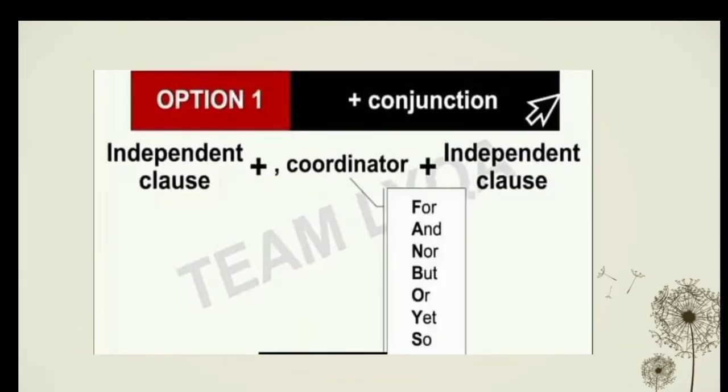So narito yung mga ilan or common use na conjunction. Nakuha ko to sa YouTube channel ni Miss Laika. So FANBOYS, para mas madali nating ma-memorize or ma-recall, which stands for for, and, nor, but, or, yet, so. So, ito yung mga halimbawa, yung mga common na nagagamit na conjunction. So, punta na tayo sa example 1 kung paano ba natin aayusin yung isang fused, run-on sentence, or comma splice.